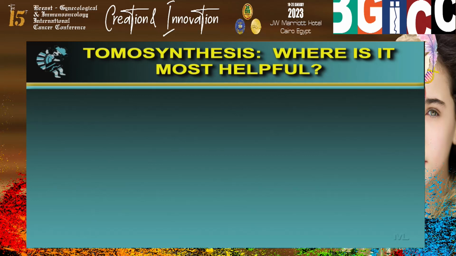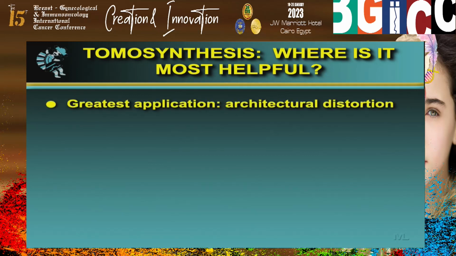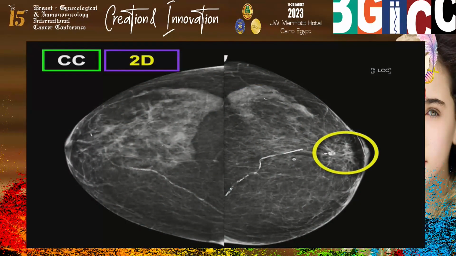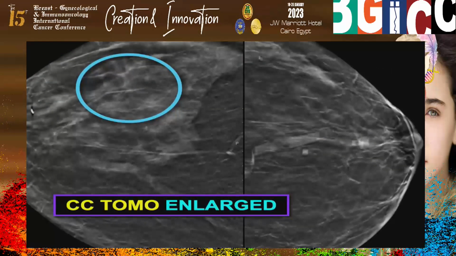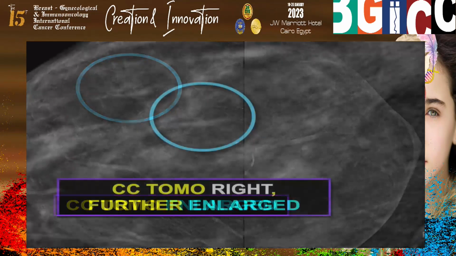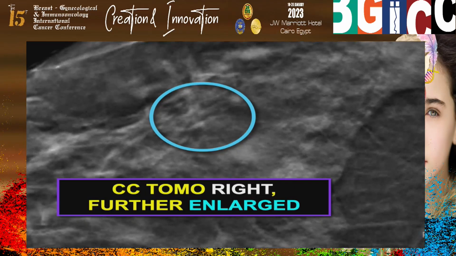with a particular lesion. Now, where is tomosynthesis most helpful? Architectural distortion, as I just showed you, it's very useful for that, and for masses. Here's a case where the patient had previous surgery, but that's not what I want to show you. There's another lesion here, and it's very small. Can you see it there? It's so tiny. Just a little tiny spiculated mass. I'll blow it up a little further so you can see it better.